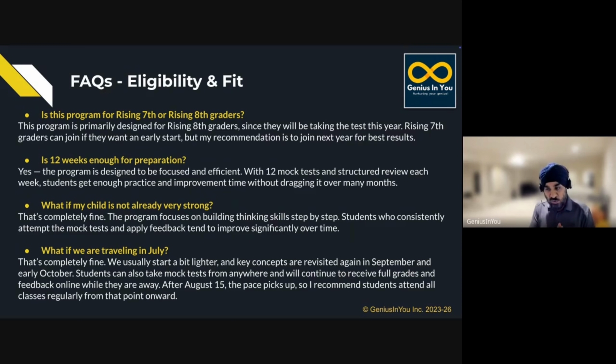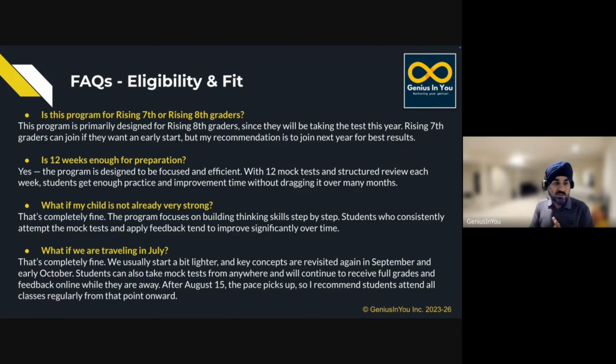12 weeks is good, more than enough. In my experience, it is more than enough for preparation if there is a focus and there is not too much moving between different thinking about whether to take the test or not take the test. Once you're focused, once you are doing mock tests every week, 12 weeks is good enough, right?